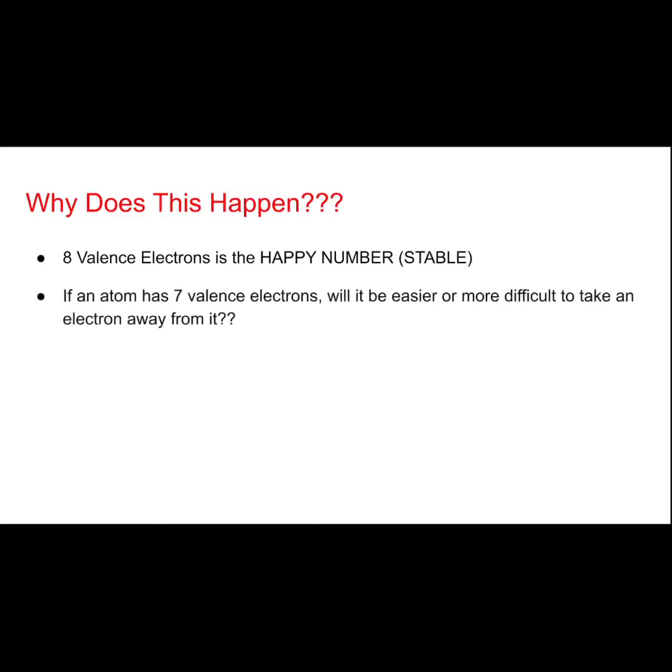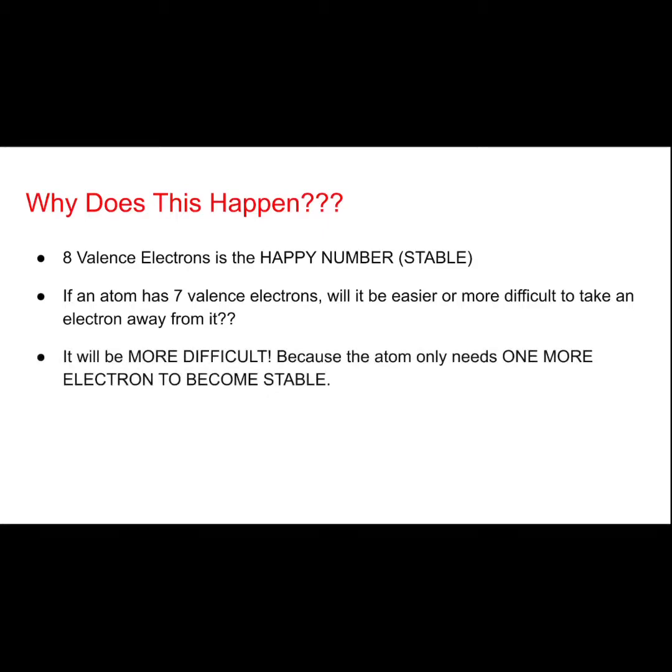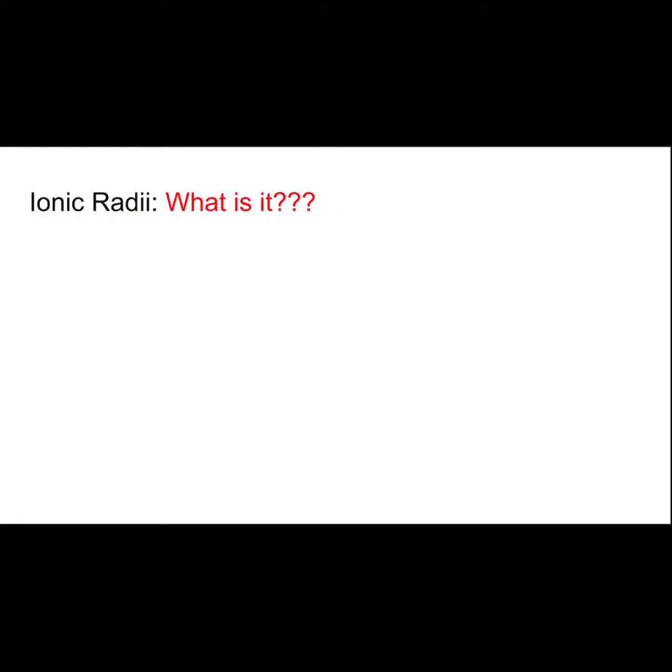Why does this happen? Again, 8 valence electrons is a happy number. That's to make an atom stable. If an atom has only 7, would it be easier or more difficult to take an electron away? If it has 7, it's going to be very stingy with those electrons because it's so close to having 8. All it has to do is gain 1 more to be stable and happy. So it's going to be very difficult for anything with 7 valence electrons to lose electrons. It only needs 1 more electron to become stable.